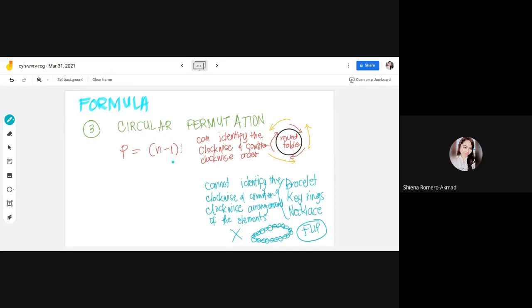You will use a formula, pero depende pa rin sa sitwasyon. Paano depende sa sitwasyon? Kunwari, yung bracelet mo, yung keyrings mo, or yung necklace mo has no lock or with lock. Magkaiba din yung formula ni gagamitin.